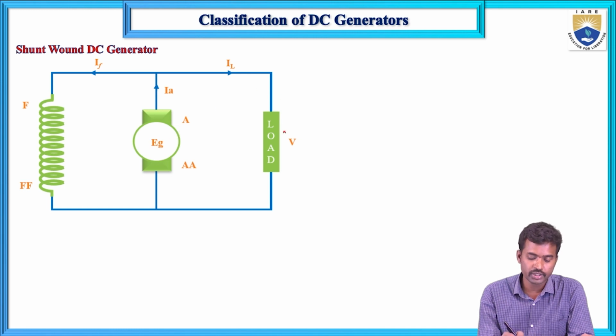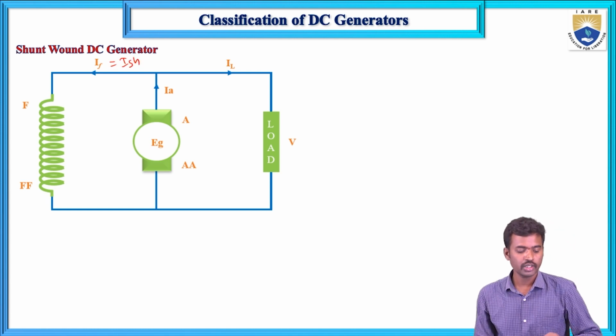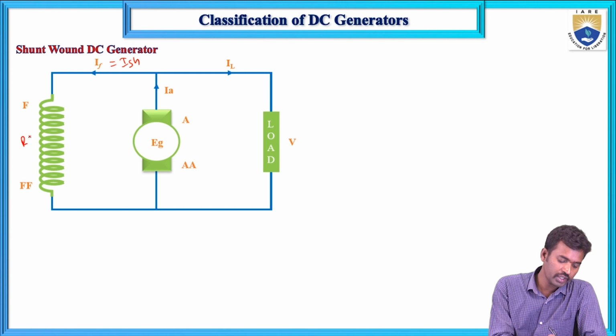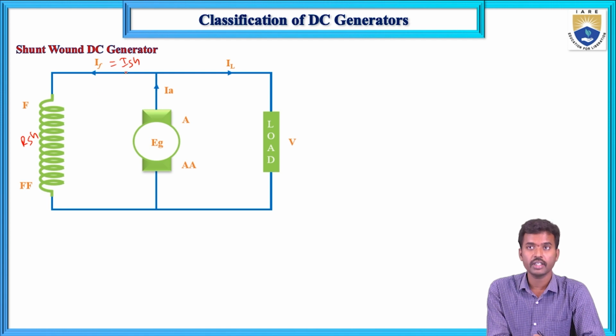And if you connect this to the load, current flows in the circuit. This current is IA, this current is IL, and this current is the field winding current, also known as ISH. The field winding resistance is RSH and the field winding current is ISH. Because these two are connected in parallel, we call them shunt current and shunt resistance. We can also call it RF.